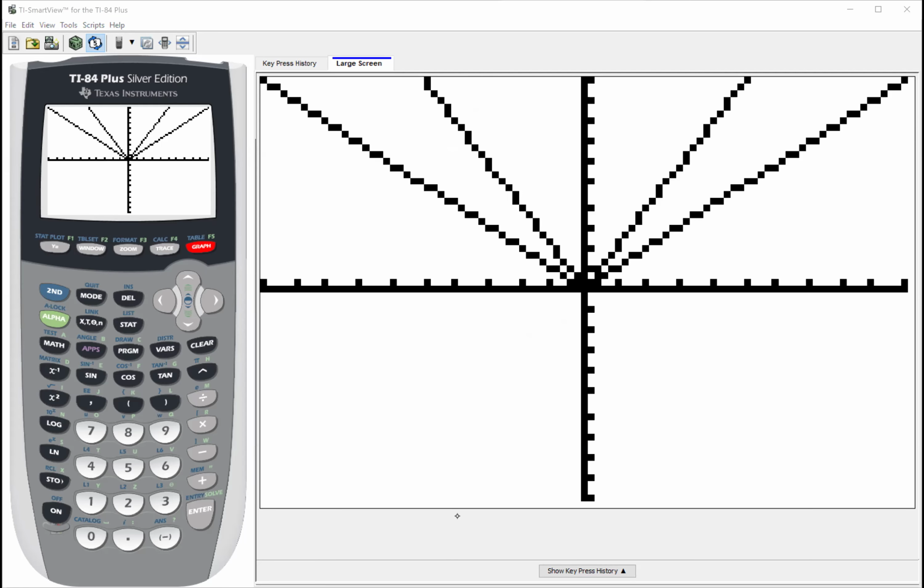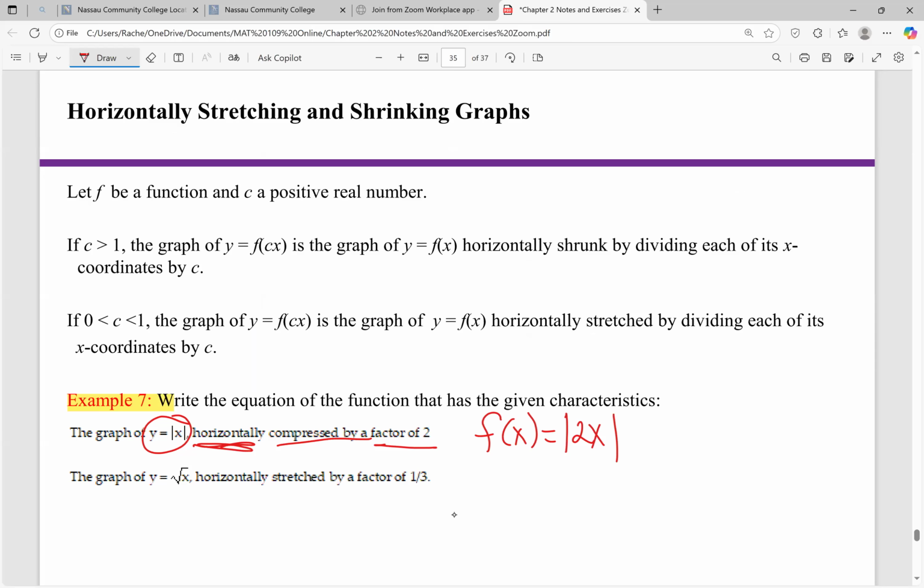And we'll do one more. The graph of y equals square root of x horizontally stretched by a factor of 1/3. So the resulting graph, f of x, is going to be the square root. Now we have to multiply x by a factor of 1/3. So the square root of 1/3 x.